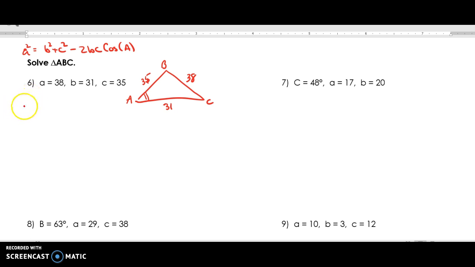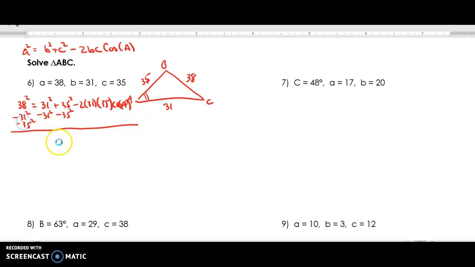So right away, I plug everything I know in. So 38 squared is equal to 31 squared plus 35 squared minus 2 times 31 times 35 times the cosine of A. Now, if you remember, we said earlier, we're going to subtract the 31 squared, we're going to subtract the 35 squared, and that would leave us with negative 742 is equal to negative 2170 times the cosine of angle A.